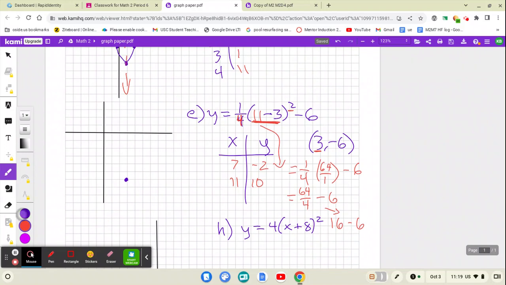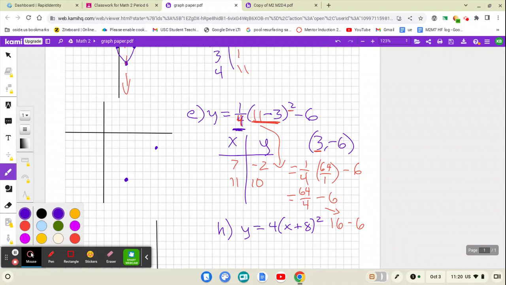Let's plot those points and see what we get. We have 7, negative 2. So I'm at 1, 2, 3, 4, 5, 6, 7. Negative 2 is right there. And it looks like what I would expect. With a value smaller than 1, it's opening up pretty wide. And then I have 11, 10. That was 7, 8, 9, 10, 11.